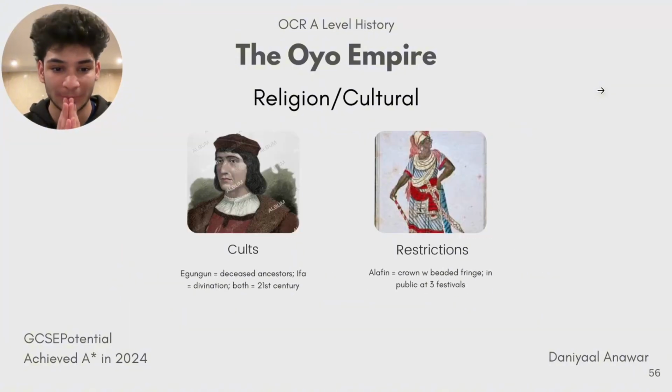Nice, religion. So two main points here: cults and restrictions. Firstly, with cults, there are a lot of cults in the Oyo Empire. For example, the Egungun was a cult for deceased ancestors, and the Ifa was a cult of divination. Both still exist in the 21st century.